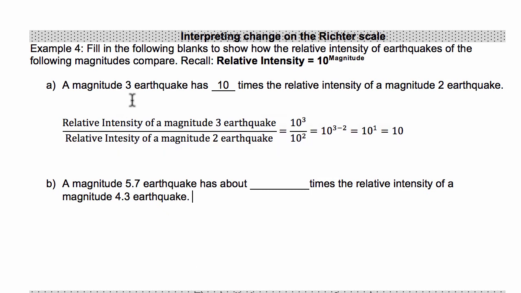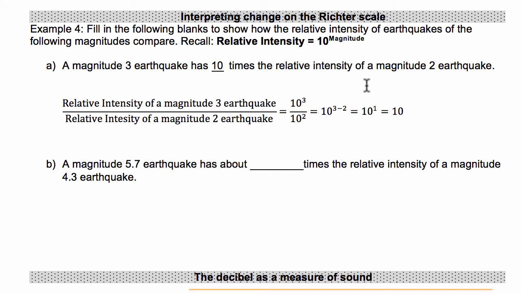Furthermore, if the magnitudes happen to be 2 units apart, for example, a magnitude 4 earthquake and a magnitude 2 earthquake, this procedure would have us take 10 to the 4 minus 2, and we would get 10 squared, or 100, as our answer. That is, if the magnitudes of the earthquakes are 2 units apart, then the larger earthquake has 100 times the relative intensity of the smaller earthquake.